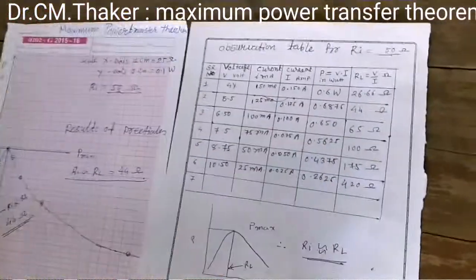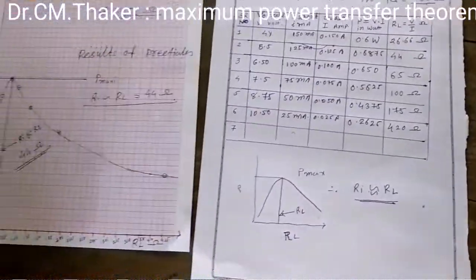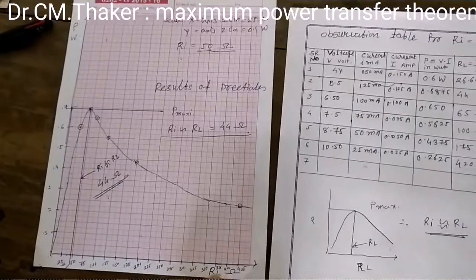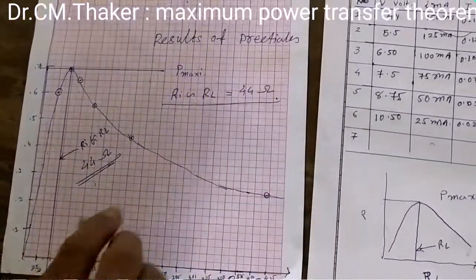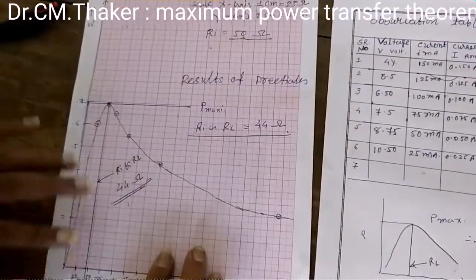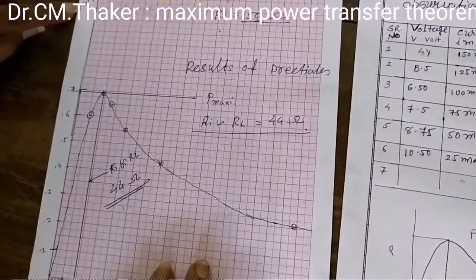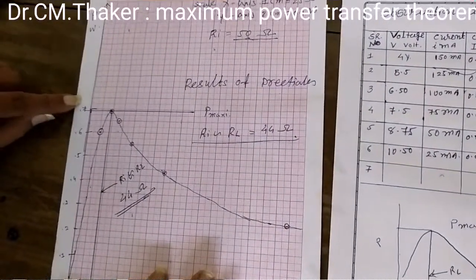This was the observation, a set of observations you can say, and now we plot the graph. Here the x-axis shows the load resistance RL with 25, 50, 75, 100 ohms. Per centimeter it shows 25 ohms, and the y-axis is power in terms of watt, and that is 0.1, 0.2, 0.3 up to 0.7.